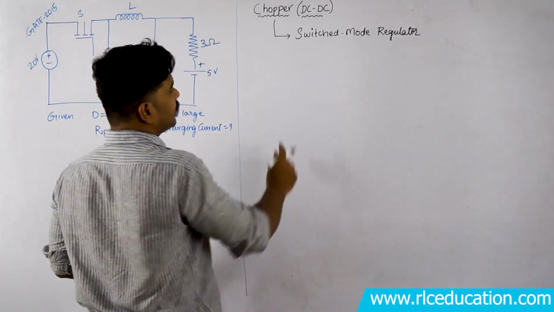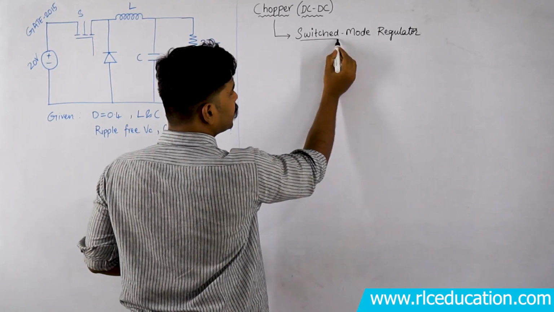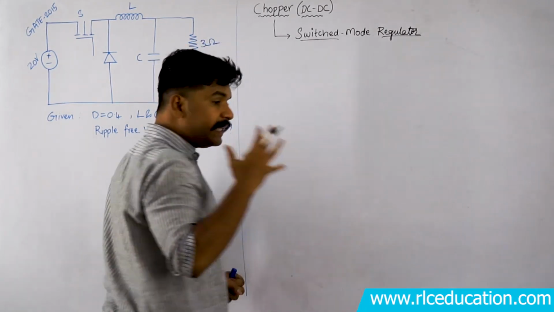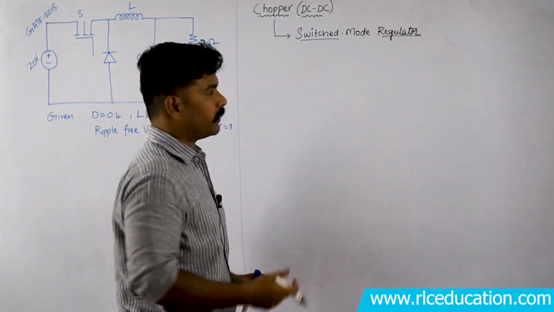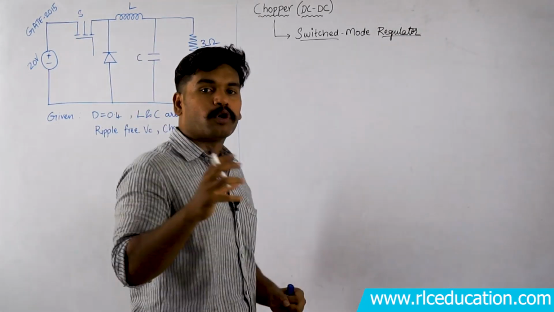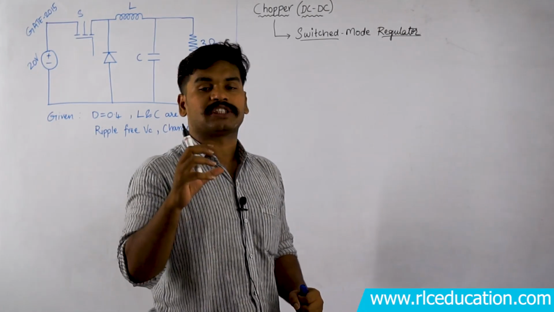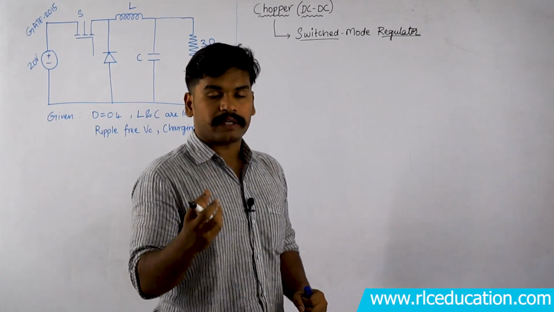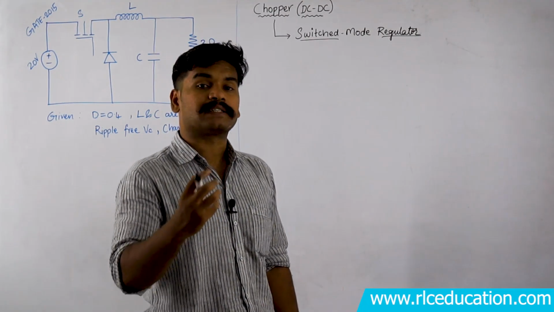It is called a switched mode regulator because by using power electronic switches, you are regulating the DC power flow in a particular transmission line or in any network for that matter. So before understanding properly the functioning of a DC-DC converter or a chopper, there is one important aspect that we have to study, that is the behavior of inductors and capacitors.